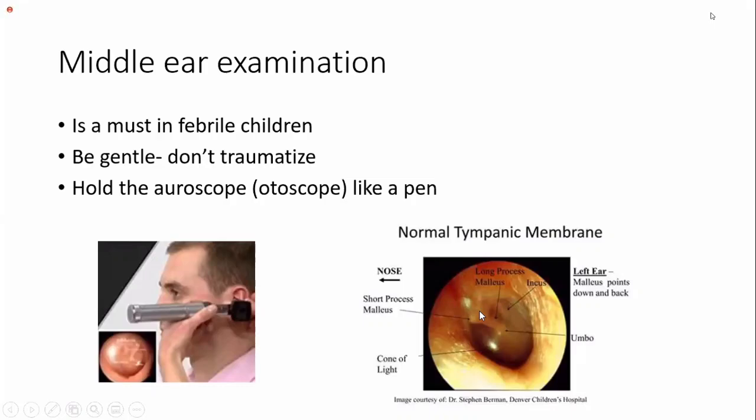The light reflects back like a cone, and that should be there in a normal ear, because the tympanic membrane is concave, bent inside, right? Because of that bend, this cone of light is formed. When there is infection inside the middle ear, the tympanic membrane bulges out, and the first thing to happen is the cone of light will disappear, right? Once this concavity of the tympanic membrane is lost, the cone of light disappears.